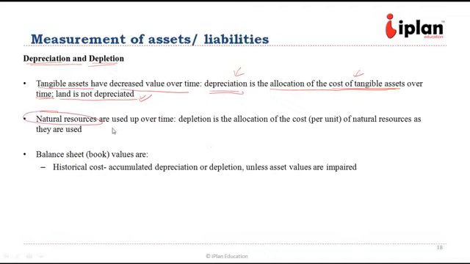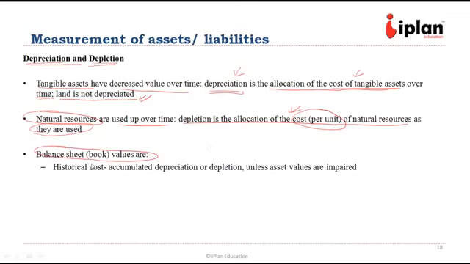Then let us look at the natural resources. As we know, natural resources such as mines or oil fields, etc., are used up over time. So they get depleted with usage. So depletion is the allocation of cost of natural resources and it is computed as cost per unit. As the natural resources are used by the firm, the depletion rises. So that is why it is not based on time, it is based on the cost of natural resource used per unit.